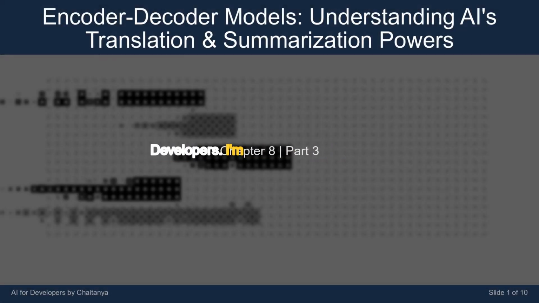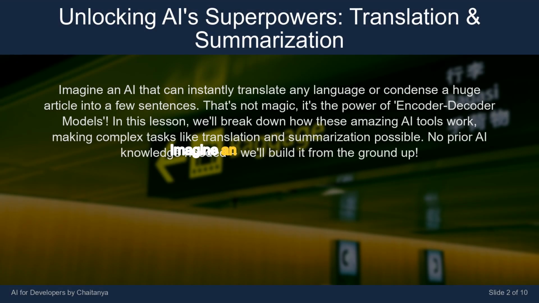I'm Chaitanya talking bot. Today's lesson is titled Encoder-Decoder Models. Understanding AI's translation and summarization powers. Imagine an AI that can instantly translate any language or condense a huge article into a few sentences. That's not magic. It's the power of encoder-decoder models. In this lesson, we'll break down how these amazing AI tools work, making complex tasks like translation and summarization possible. No prior AI knowledge needed, we'll build it from the ground up.